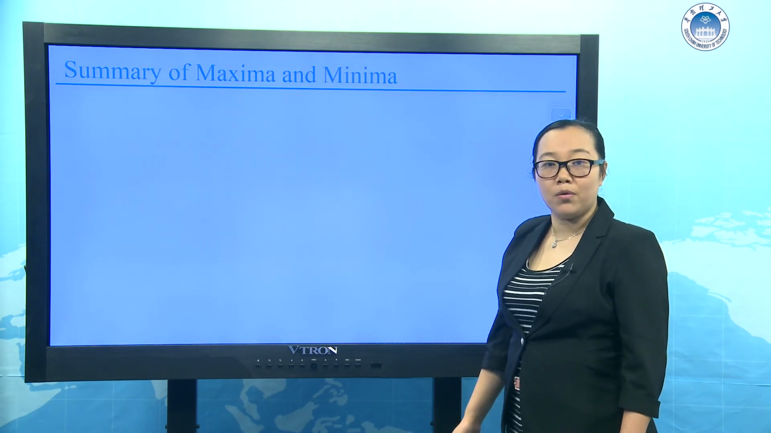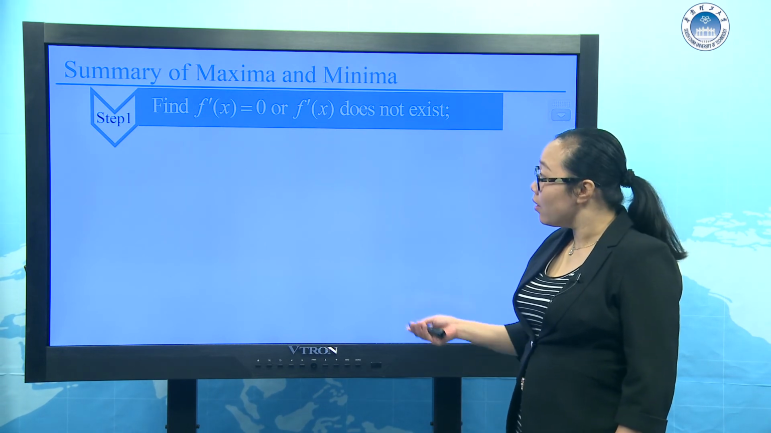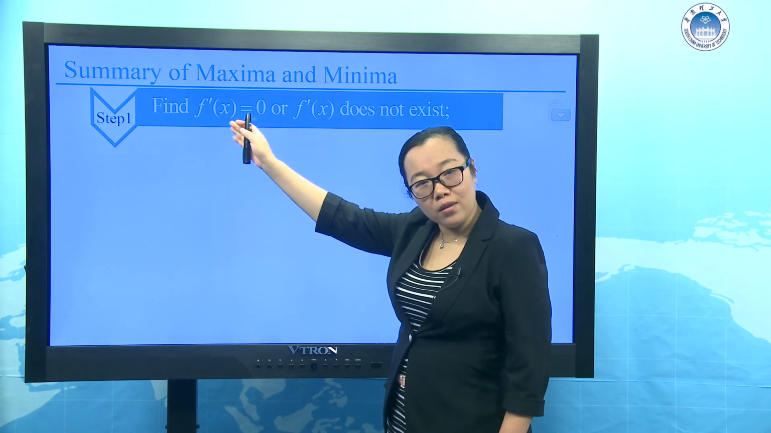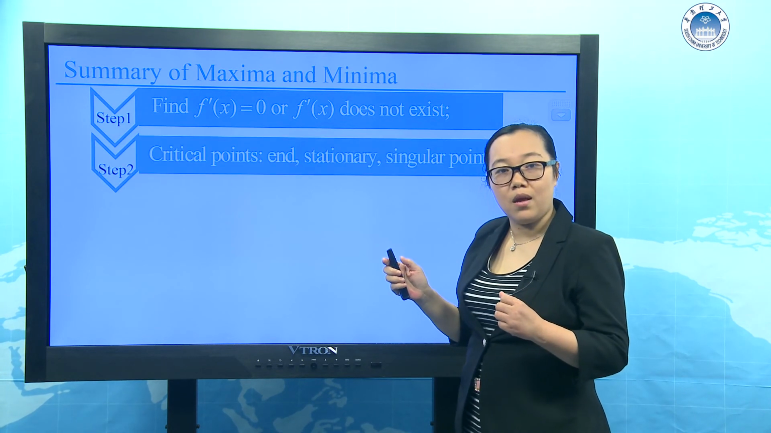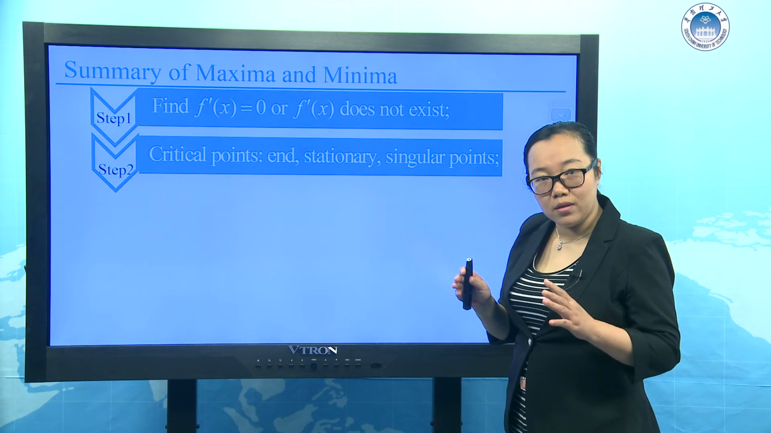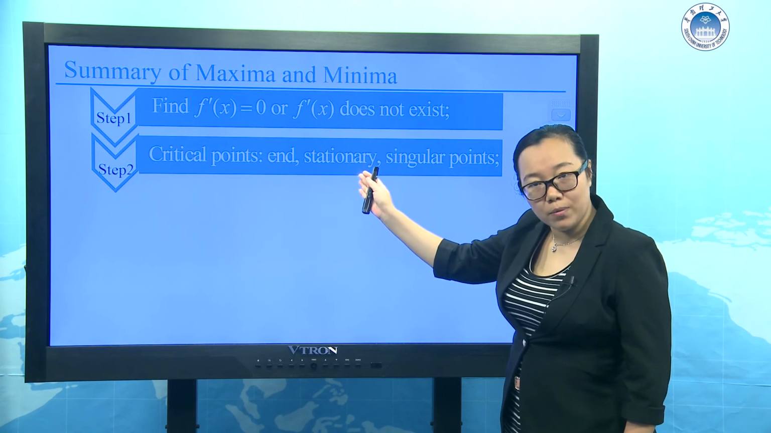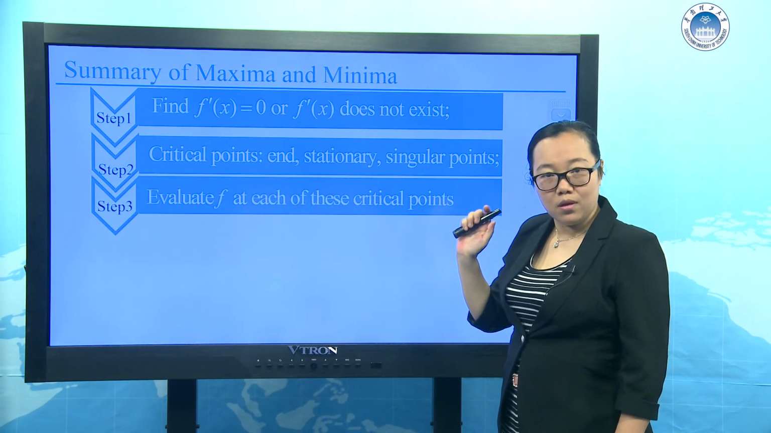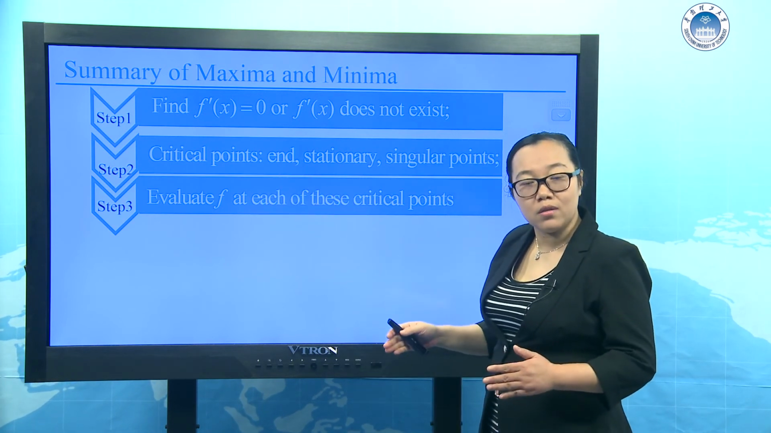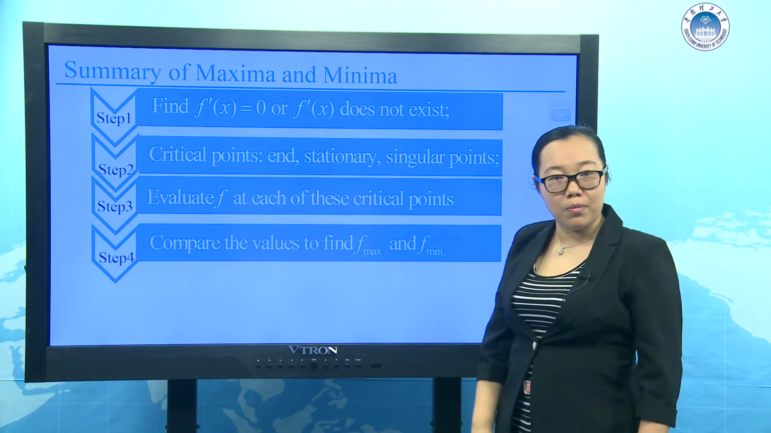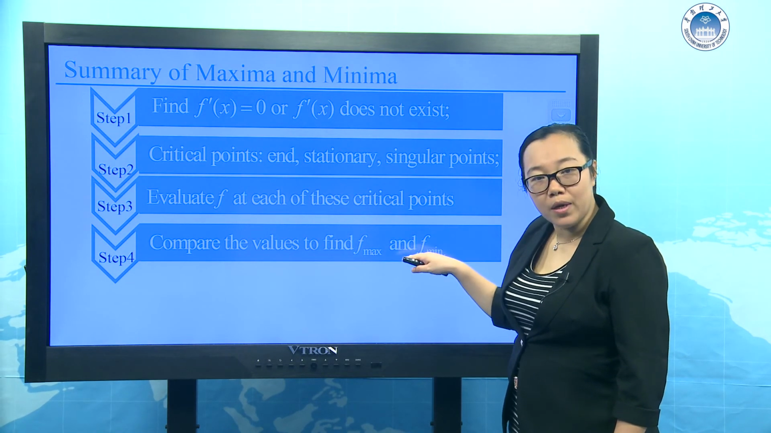So now we look at the summary. How to get the maximum and minimum value. Step 1, get f prime x. Find where it equals 0 and where it does not exist, and the corresponding solutions. Step 2, together consider the critical points, including endpoints, stationary points, and singular points. Step 3, evaluate the function values at each of these critical points. Last step, compare the values and then find the maximum and minimum.